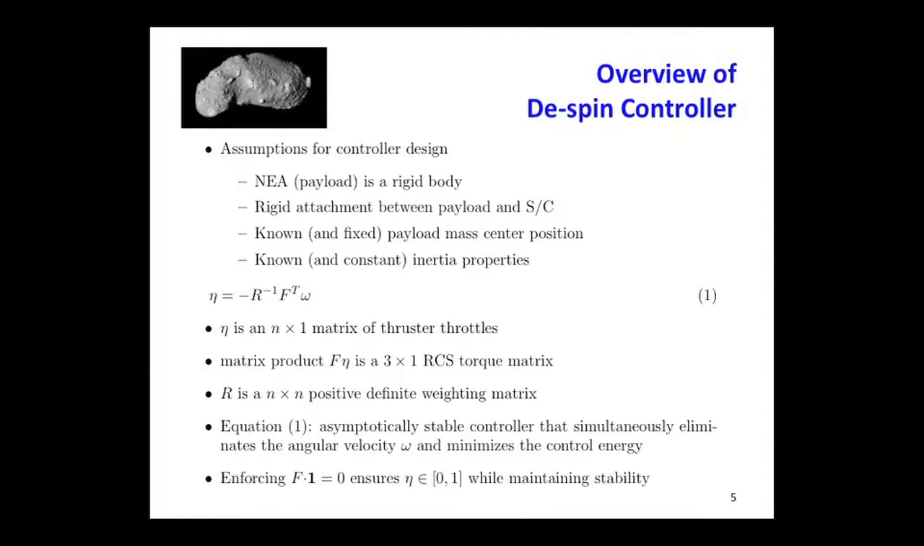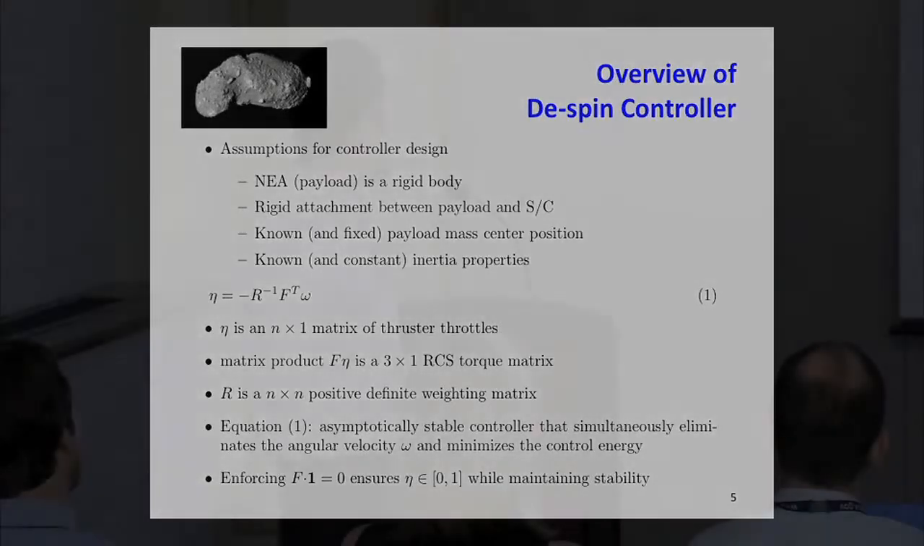And then we designed an asymptotically stable controller for the thruster throttles. So eta here is an n×1 matrix of thruster throttles, n being the number of thrusters. Then it is multiplied by this matrix F that gives you the 3×1 torque matrix. And R is a positive definite weighting matrix.